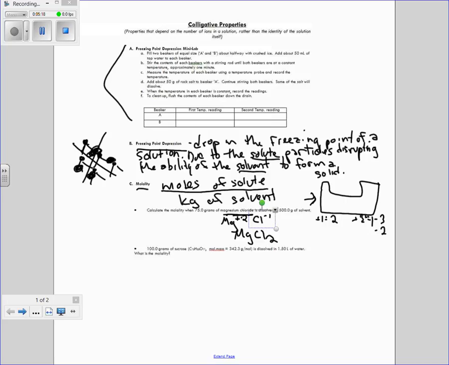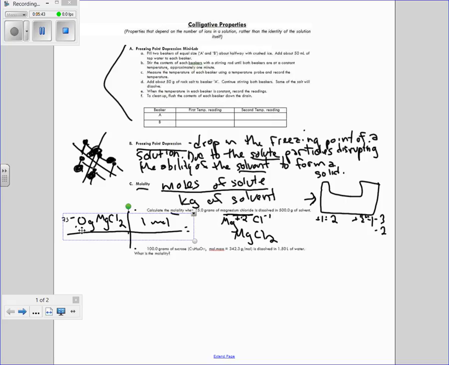Okay, so let's go back to the question, molality. The first thing we need is moles of solute. Well, our solute is magnesium chloride, so we have 75.0 grams of magnesium chloride. We need to do a T-chart conversion to get us into moles. So I'm going to have 1 mole up here. And in order to find the molar mass, I'm going to look on my periodic table.